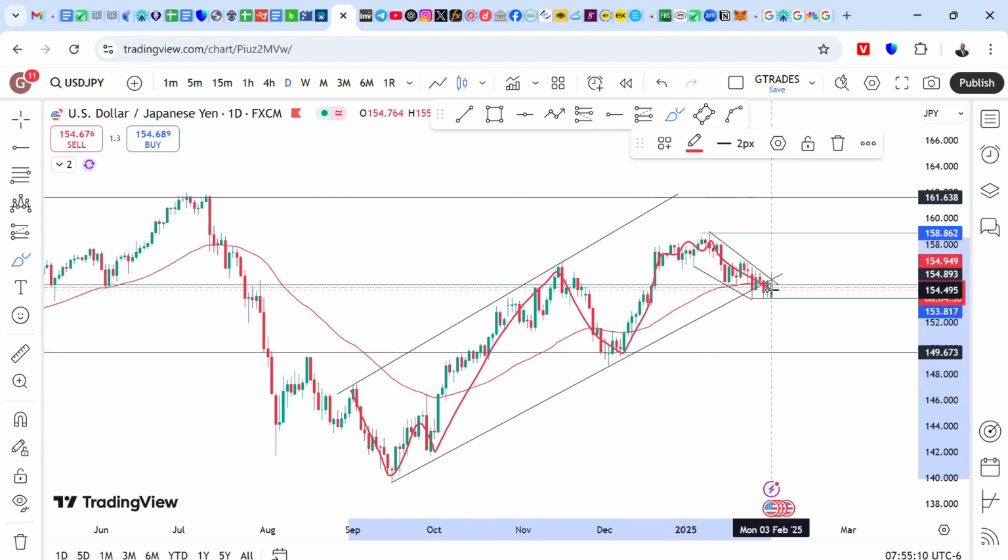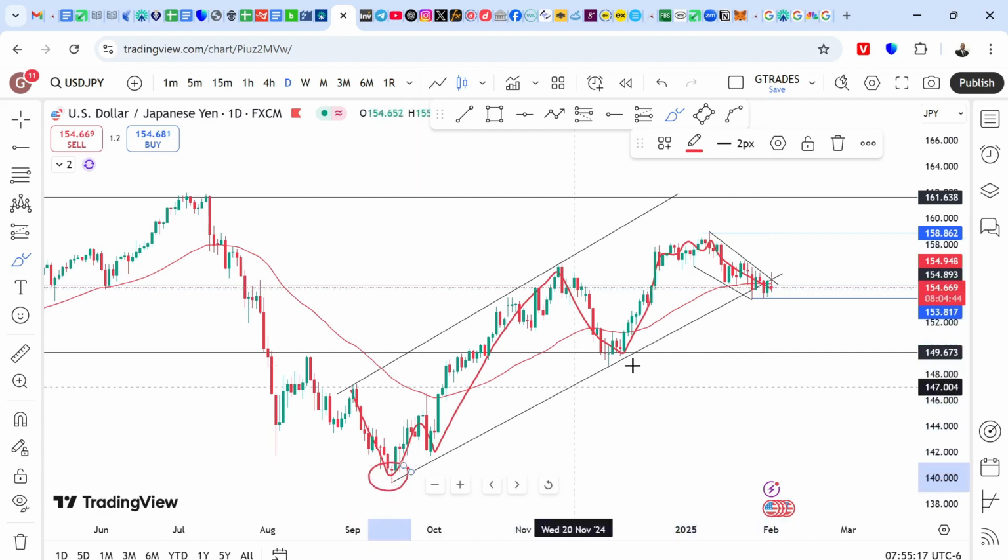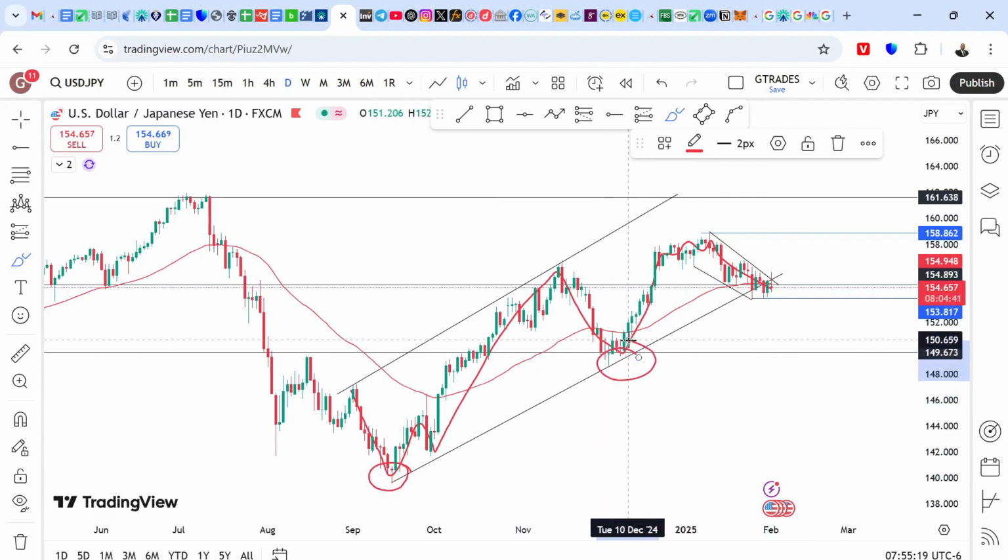Now it's back on this trend line. If you notice, this is the third touch of the trend line. This is the first touch, this is the second touch, and this is the third touch. All right. And in my academy, I teach my students about the trend line bounce strategy.